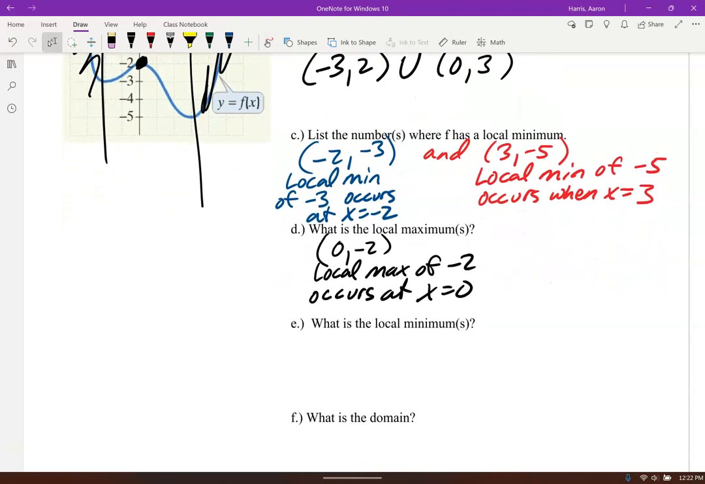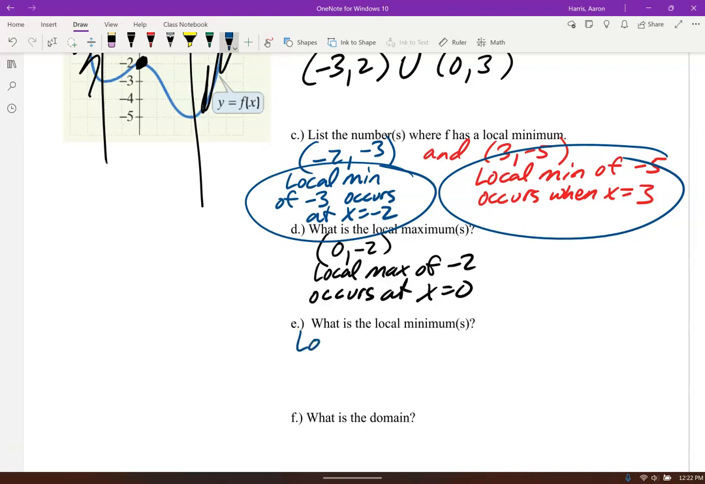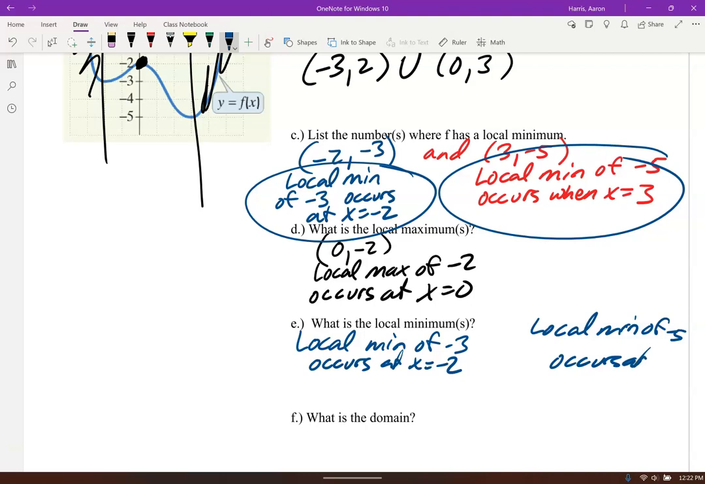What were our local minimums? The local minimums, if you remember from up here, are these two statements. The local min was -3 and occurred at x = -2. And you also had the local min of -5 occurring at x being 3.